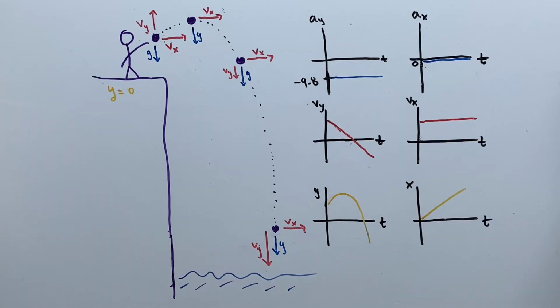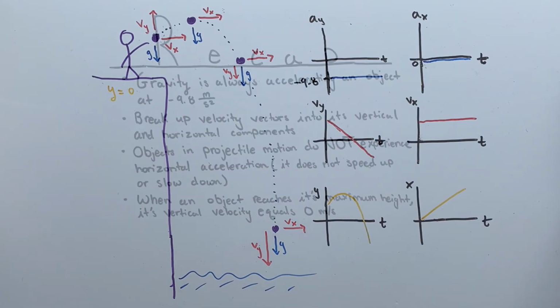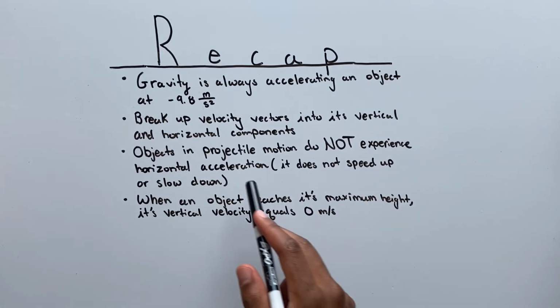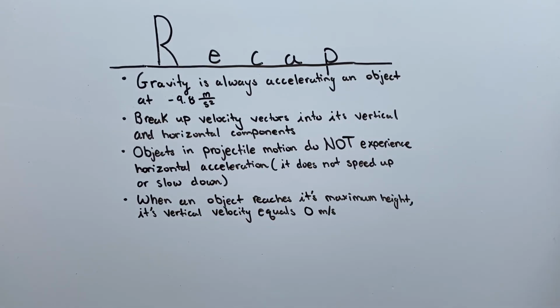I hope this diagram gives you a better understanding of an object in projectile motion. So in recap, in the vertical direction, gravity is always accelerating an object at negative 9.8 meters per second squared. When you're diagramming an object in projectile motion, break up the velocity vectors into their vertical and horizontal components.